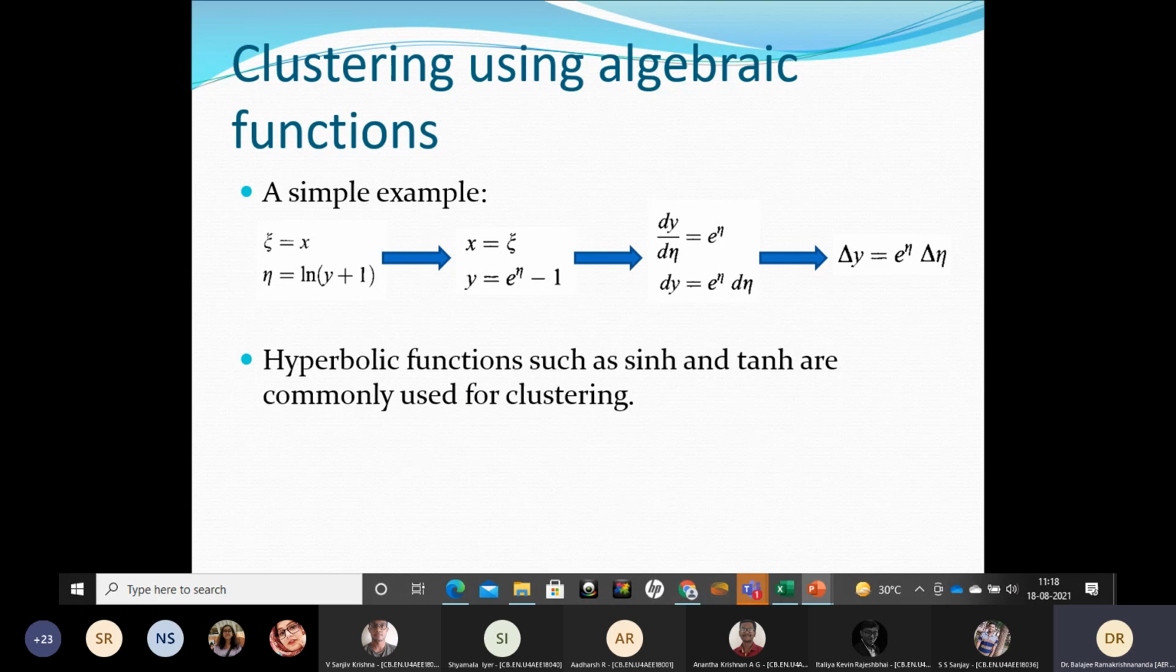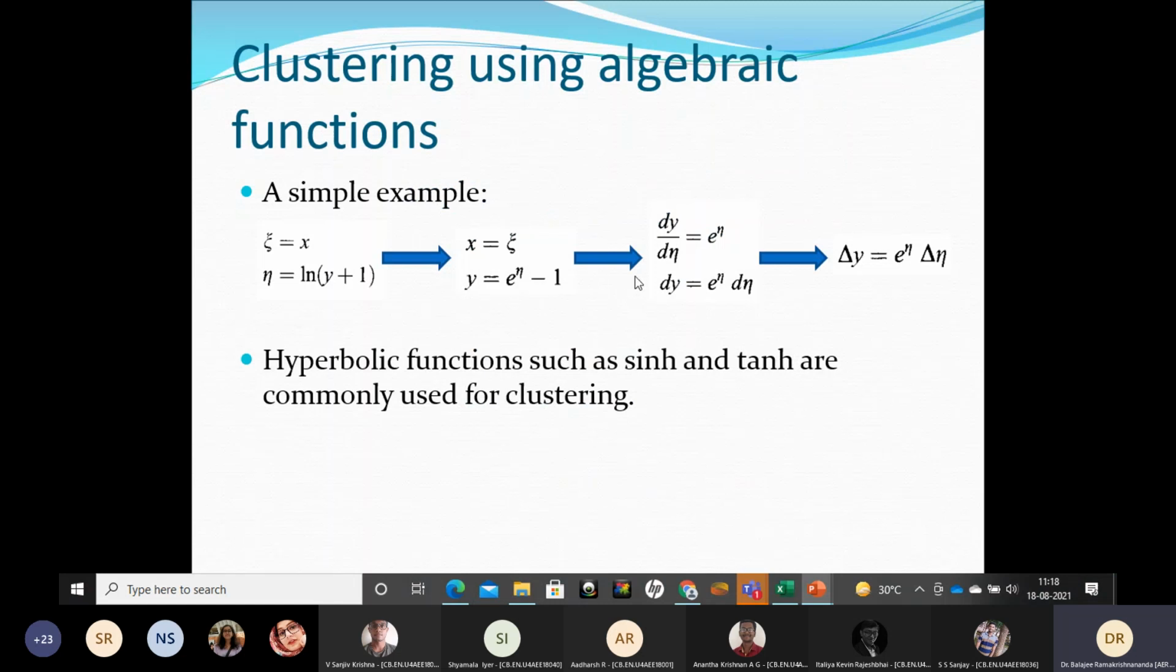Let's say this is the formula we are using. We are assuming that z is equal to x, no change in z, but eta is ln of 1 plus y, or y plus 1. So if you take the inverse, what will happen? x is equal to z. What is y? y is e power eta minus 1. That is the inverse transformation.